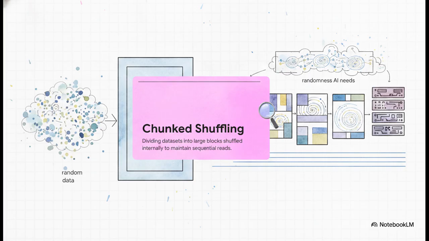Now, we run into a bit of a paradox here. AI models absolutely need random data to learn properly, but pure random access? That normally kills storage performance. So how do we fix it? We use a brilliant technique called chunked shuffling. See, a full dataset shuffle requires random access everywhere, which completely defeats those sequential prefetching engines we just talked about. But chunk shuffling divides the dataset into large, manageable blocks that are only shuffled internally. This gives the storage system the sequential reads it craves while still giving the AI model the randomness it needs for quality training. It's like the best of both worlds.